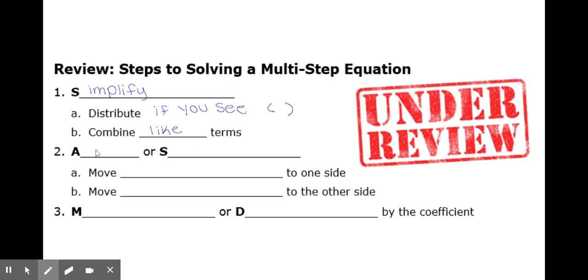Step 2 is going to be to add or subtract, and that also has two parts to that step. So part A, we need to move the variable to one side of the equation, preferably the left, but technically it doesn't matter which side. Part B is to move the constant to the other side, preferably the right.